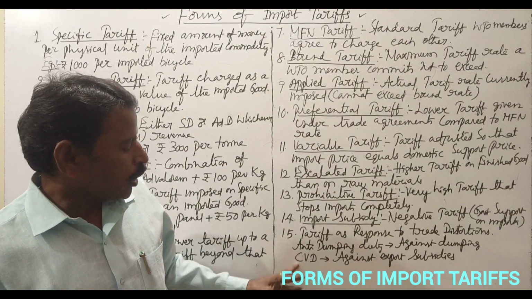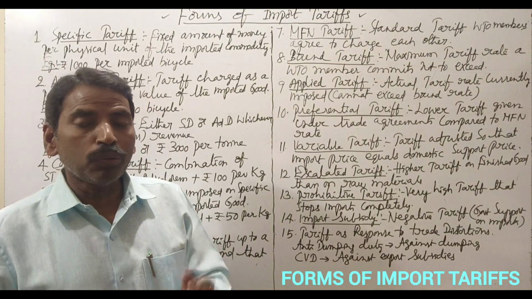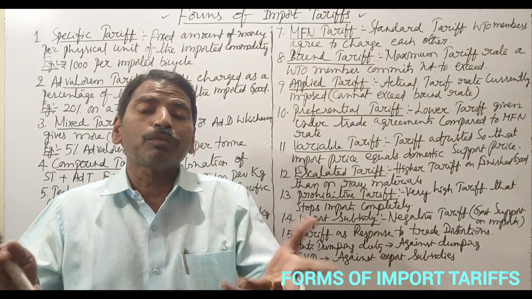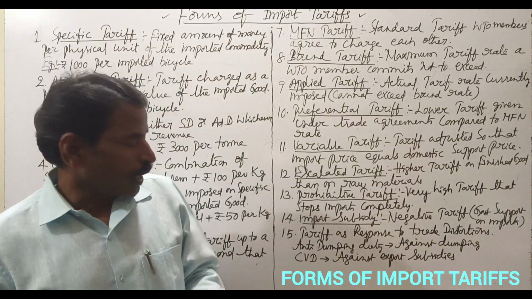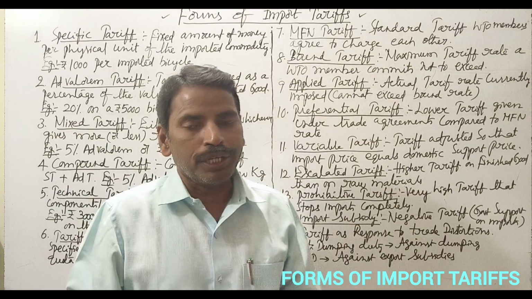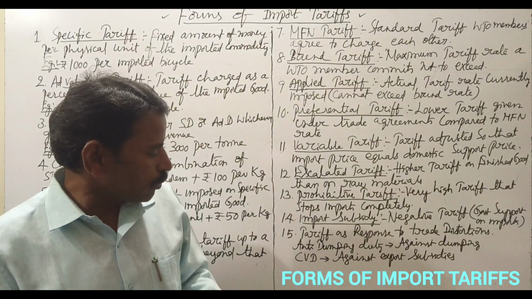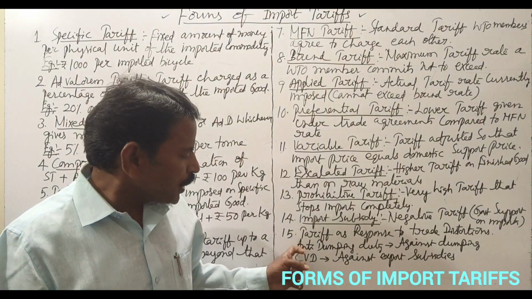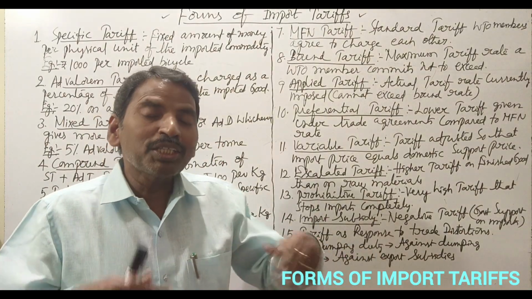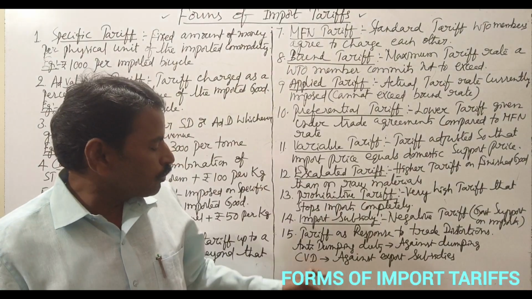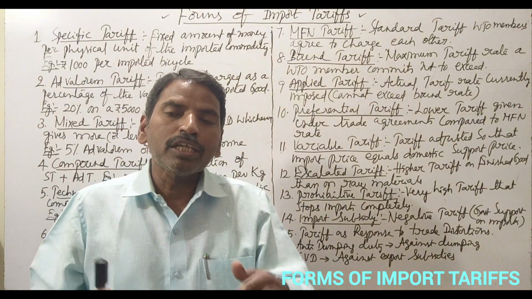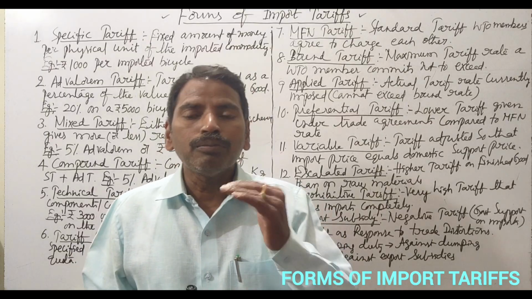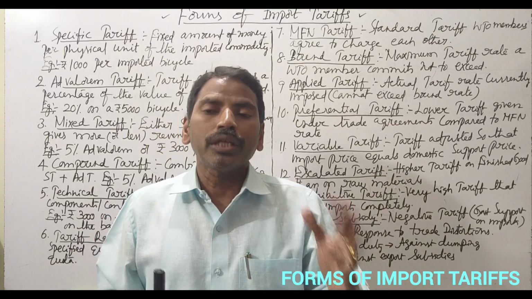Next, countervailing duties. It is against export subsidies imposed by government. That is called countervailing duties. So anti-dumping duty is against dumping, and countervailing duty is against export subsidies. So these are the forms of import tariff.